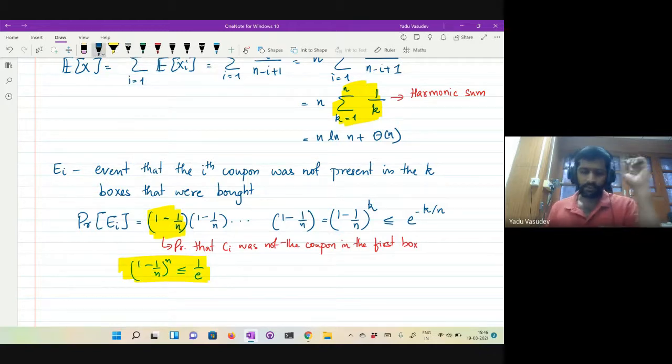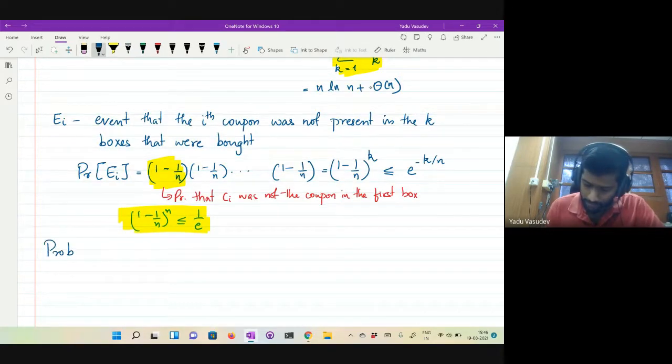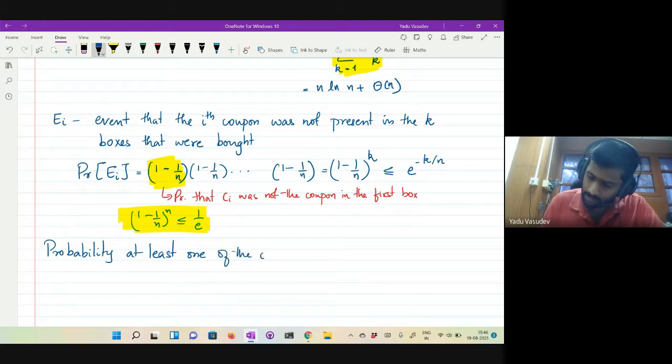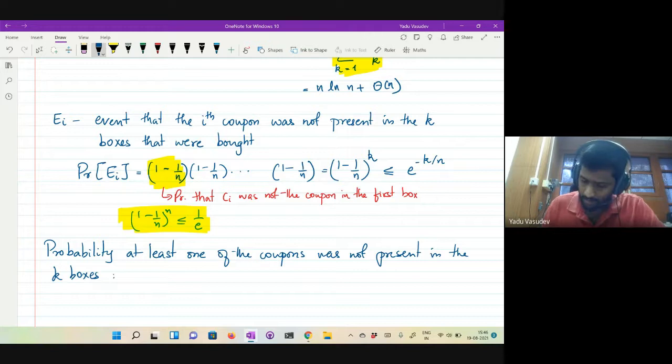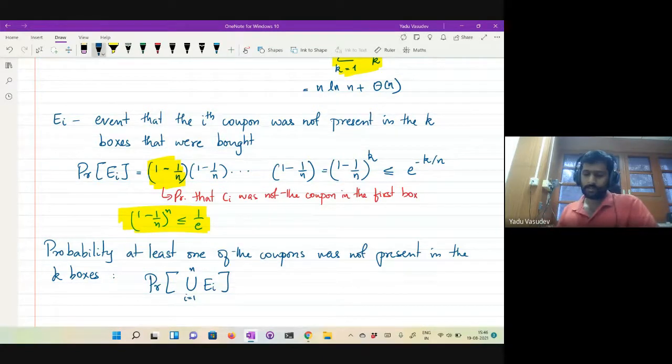So now what are we interested in? So what is the probability that, so what do we want to know? What we want to know is the probability that at least one of the coupons was not present in the k boxes, right? So this is nothing but the probability of the union of the E_i's, where i goes from 1 to n. Right? E_i is the event that the ith coupon was not present. So the probability that at least one of the coupons is not present is the union of E_i's.